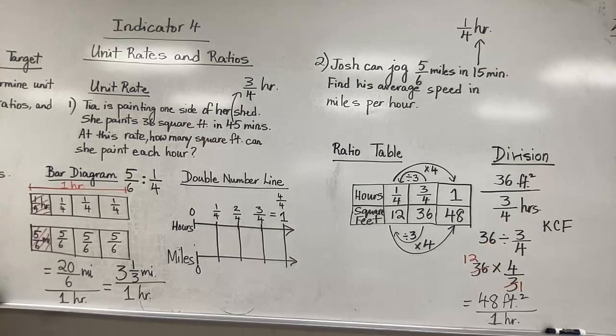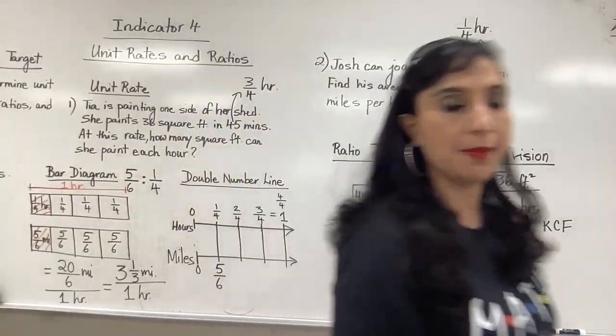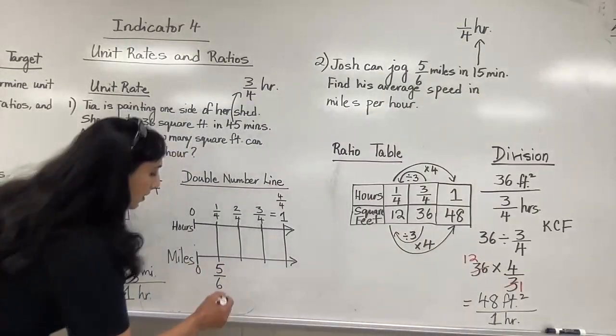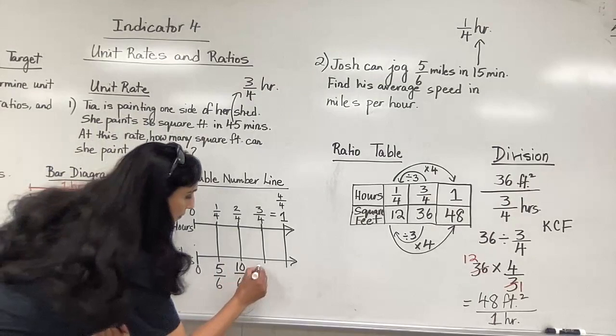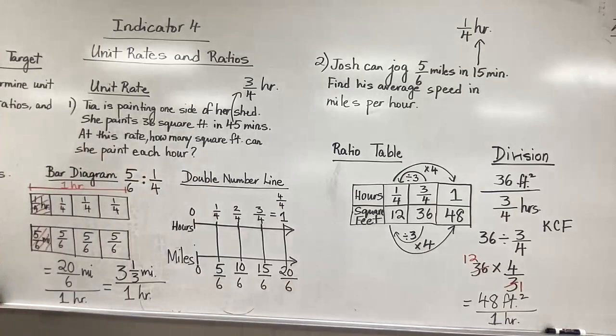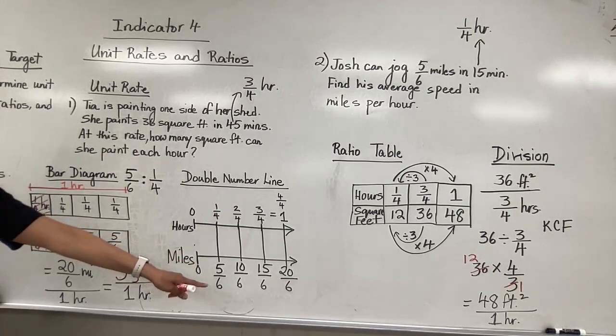Okay, now once again we've got your 1/4, 2/4, 3/4, all right? And 1/4 is how much? 5/6 of a mile, right? Each increment on the bottom number line represents 5/6 of a mile. And so if this is 5/6, the next one is 10/6, 15/6, and 20/6 of a mile. So look, same thing that we had done over there. So this is a double number line, and I end up with exactly the same answer.